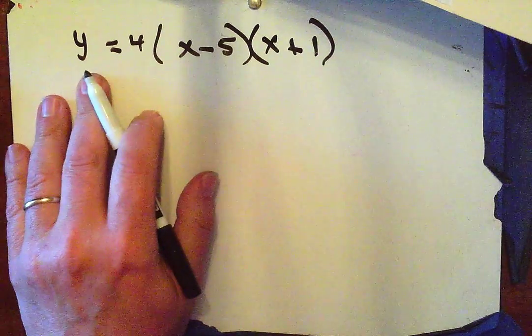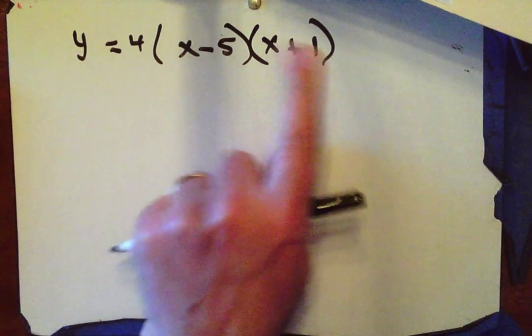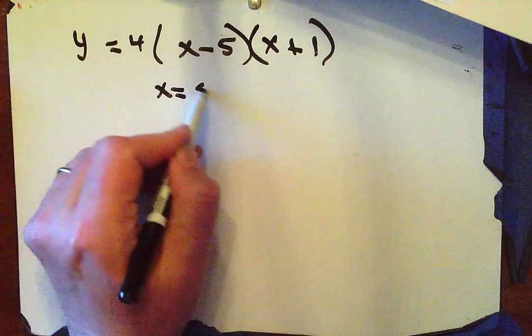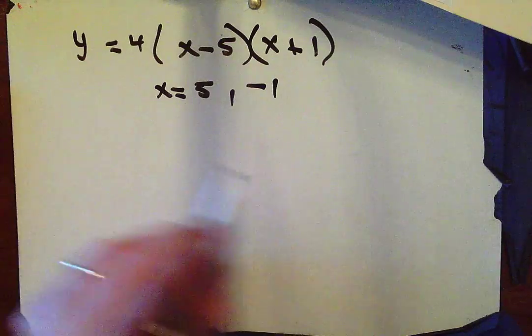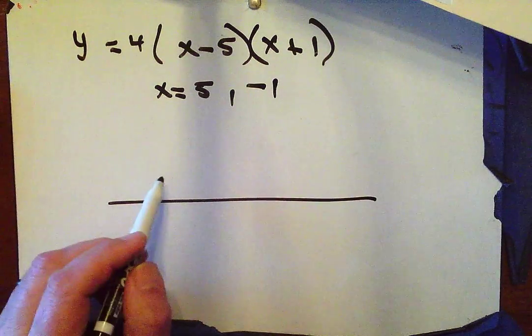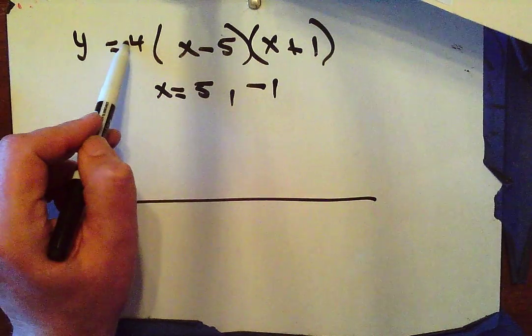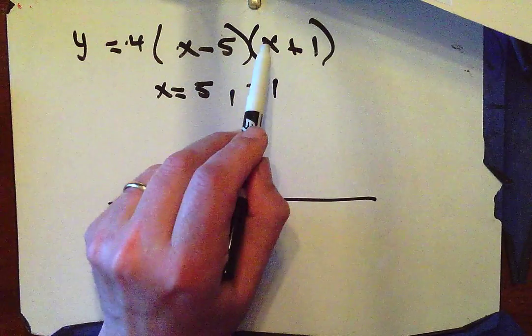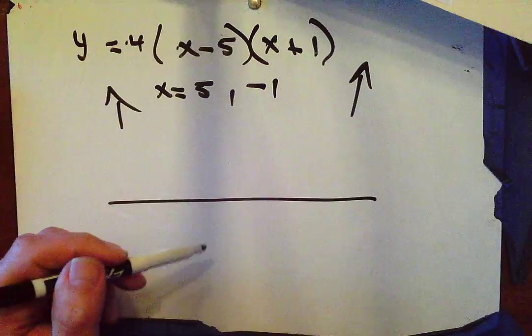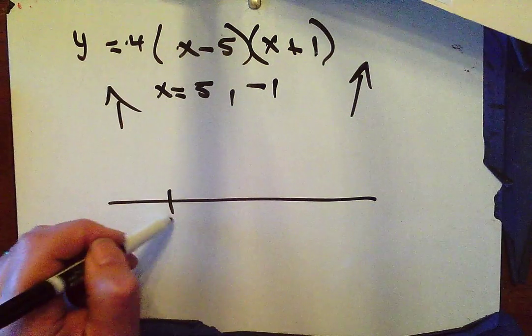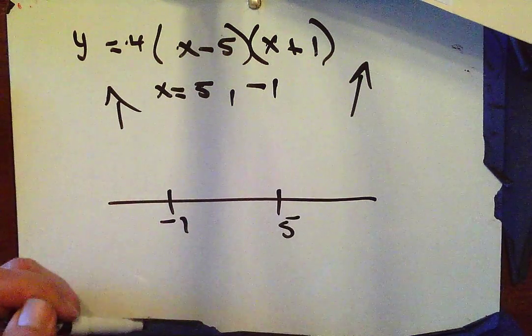Here, this is intercept form. I see some factors, so I know my x-intercepts are 5 and negative 1, because inside is opposite land. So if I plot those, and it's positive 4 times positive x times positive, means my parabola opens up. So what do I know? Well, I've got -1, I got +5.